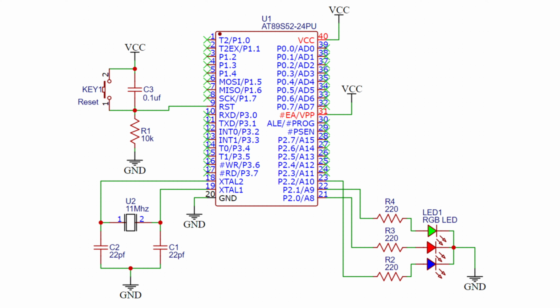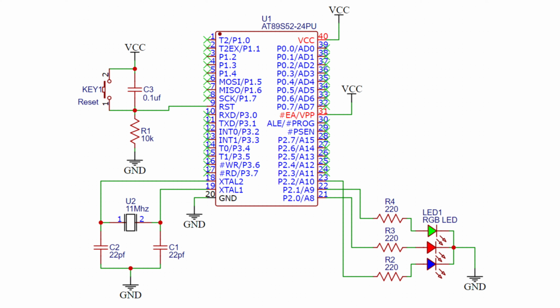The RGB LED has three separate current limiting resistors R2, R3 and R4 of 220 ohm connected to the P2.0, P2.1 and P2.2 pins of the microcontroller respectively. These pins control the red, green and blue channels of the LED, allowing different colors to be displayed based on the programmed logic. The EAVPP pin is connected to VCC, enabling internal memory use.